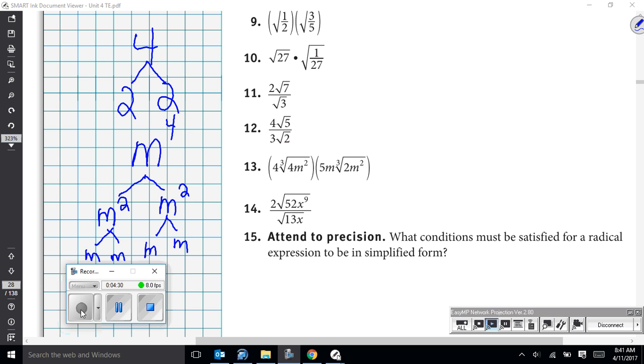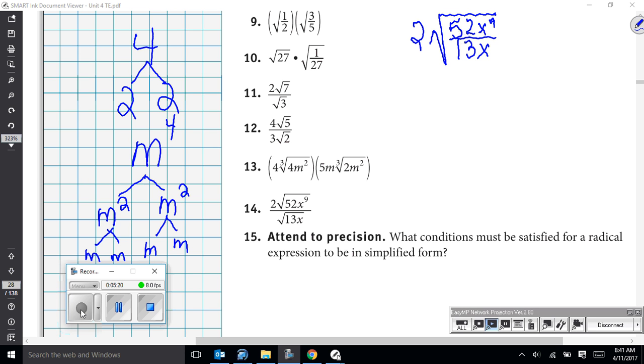All right, so number 14. So here now we're dividing, right? We have 2 times the square root of 52x to the 9th divided by the square root of 13x. Is 52x to the 9th a perfect square? No. Is the square root of 13x a perfect square? No. So instead of taking the square root separately, what can I do to that 52x to the 9th and 13x? I can divide them. I can put them inside one square root. So this 2 is going to stay on the outside, and then I'm going to put one big square root with 52x to the 9th divided by 13x.